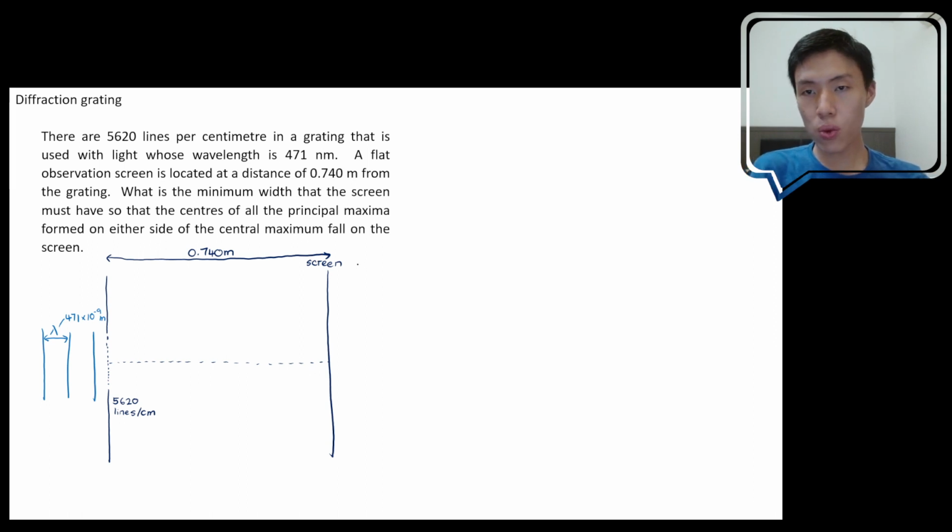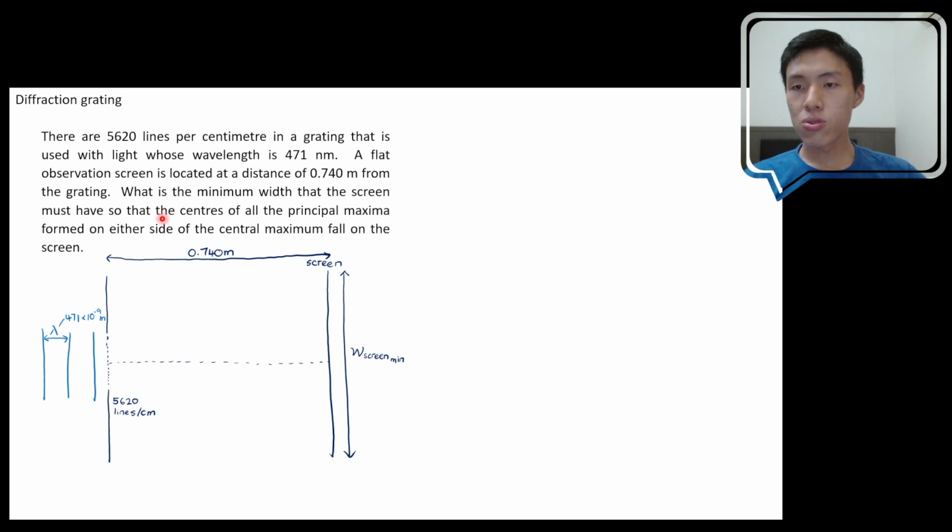So when they say the minimum width of the screen, this is the width of the screen that we are talking about. So I will label it as width of the screen. Maybe if you want to add on the word minimum, that's fine as well. Okay, so that the center of all the maxima can form on the screen. So we need to know how many maxima there are first. Then once we know how many maxima there are, we can deduce what is the width that we need.